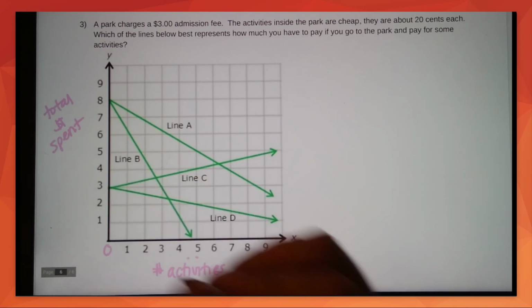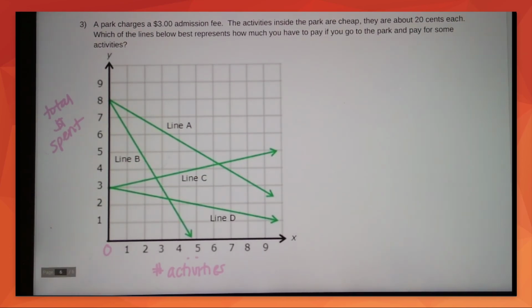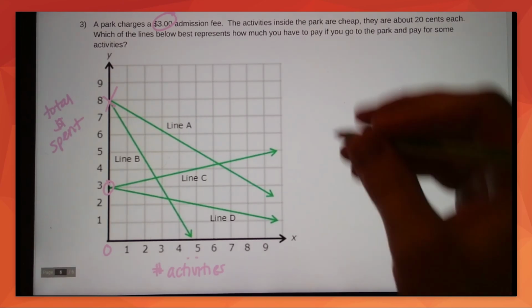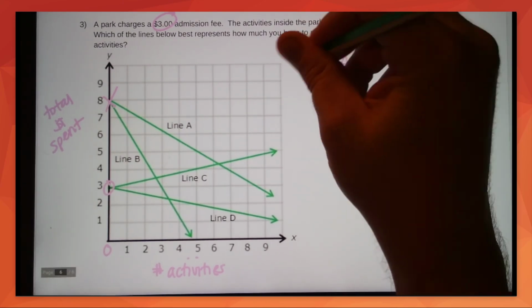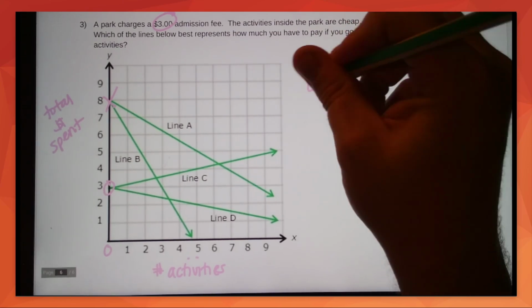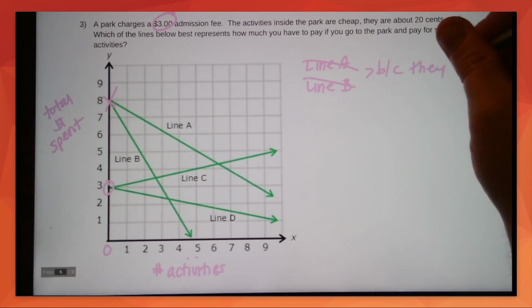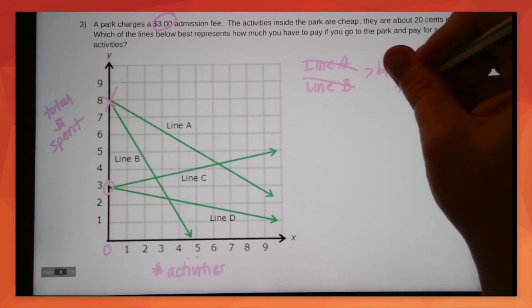If we did no activities whatsoever, what's our cost? Our cost is $3 because there is a $3 admission fee no matter what. Just for me stepping foot inside there, it costs me $3 if I do no activities. So already I know both of these are wrong because it doesn't start at 3. It definitely starts at 3. This is for sure. So line A is out. Line B is out because they start too high.